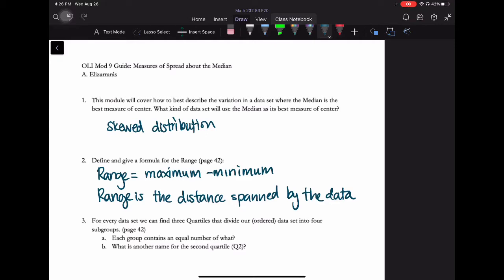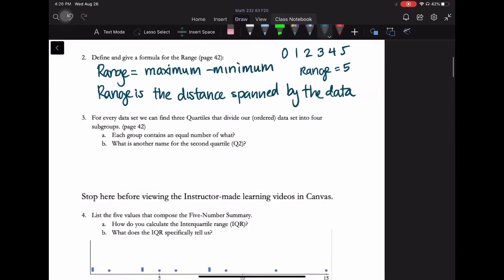Range is the maximum minus the minimum, and it's the distance spanned by the data. Now, if I have the numbers 1, 2, 3, 4, 5, and 0, the range is 5. I don't say that the range is from 0 to 5. I actually give a number to represent the range. It's an actual number. For every data set, we can find 3 quartiles that divide our data into 4 subgroups.